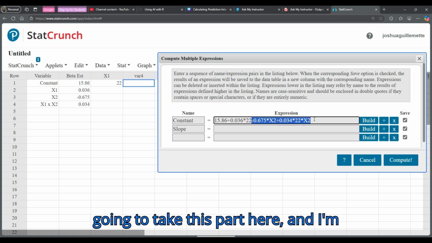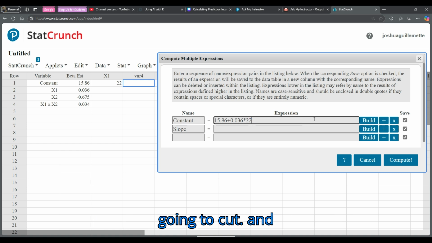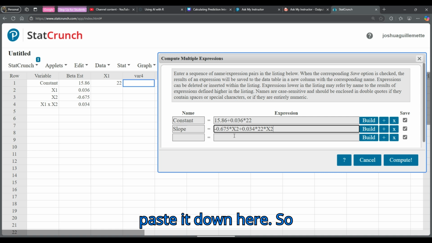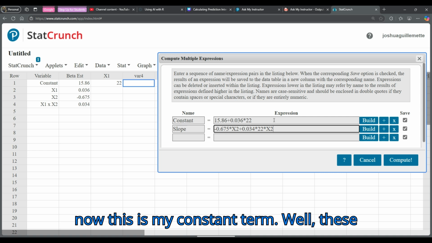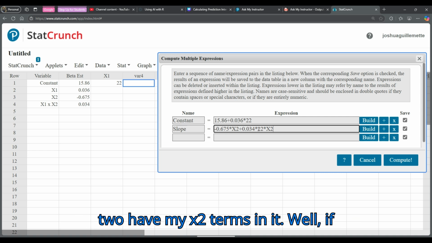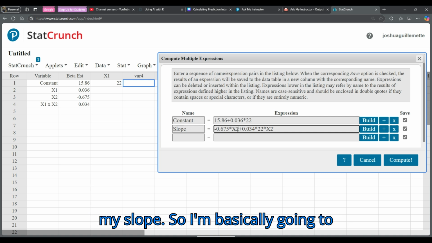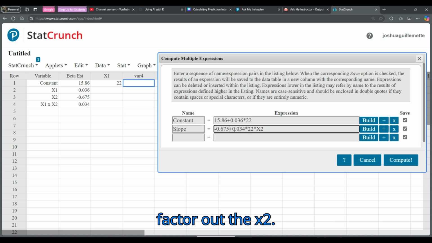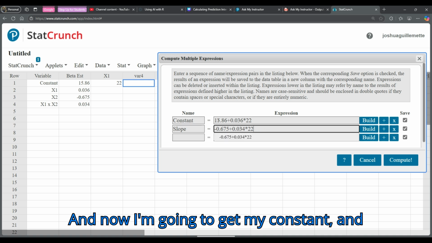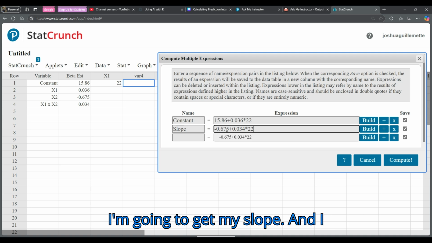So what I'm going to do is I'm going to take this part here and I'm going to cut and paste it down here. Okay? So now this is my constant term. Well, these two have my x2 terms in it. Well, if these two have my x2 terms in it, that's my slope. So I'm basically going to factor out the x2. And now I'm going to get my constant and I'm going to get my slope.